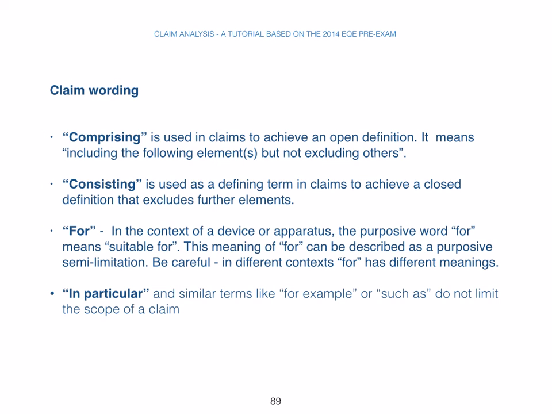The word for, in the context of a device or an apparatus, the purposive word for means suitable for. Its meaning can be described as a purposive semi-limitation. Be careful, in different contexts the word for has different meanings. In particular, and similar terms like for example and such as do not limit the scope of the claim.